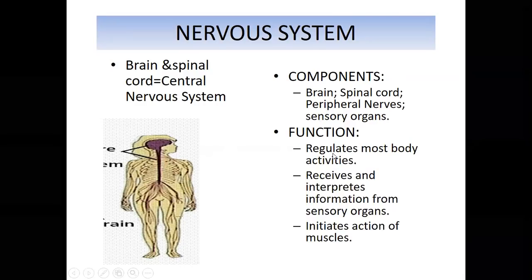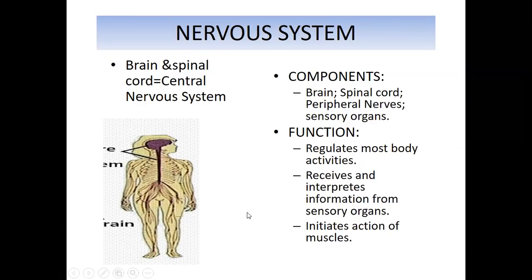So what is the function of the nervous system? It regulates most body activities. It receives and interprets information from the sensory organs, and it also initiates the action of the muscles. It's like the electrical system of our body.